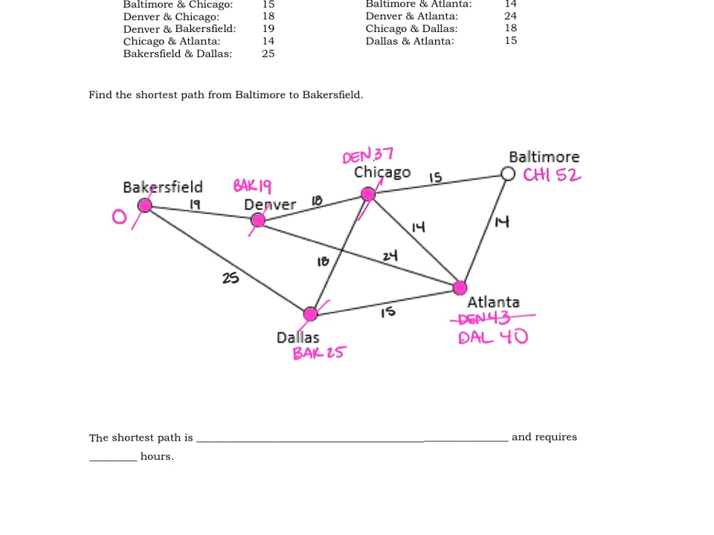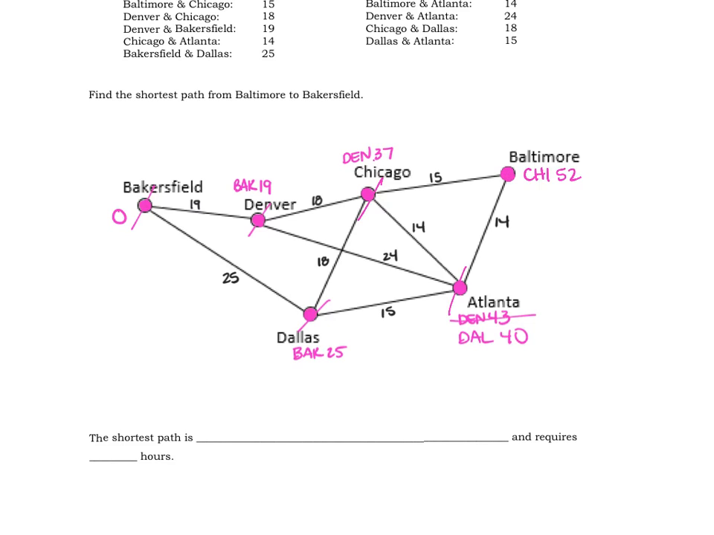So now we're in Atlanta. We're not going to go back to Chicago or Denver or Dallas. We've been there. Going from Atlanta with a time of 40 up to Baltimore, an additional 14 hours is 54 hours. That's not an improvement. So we're going to leave our labels as they are.